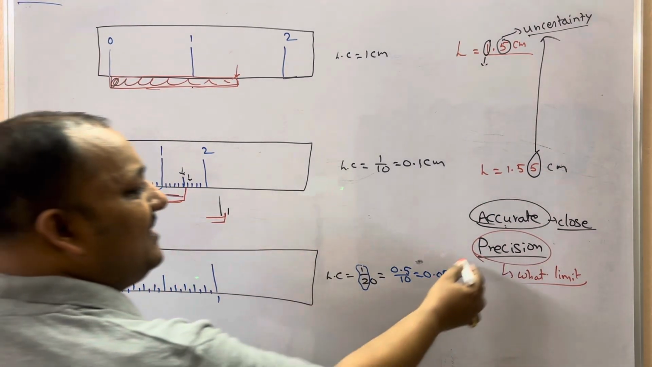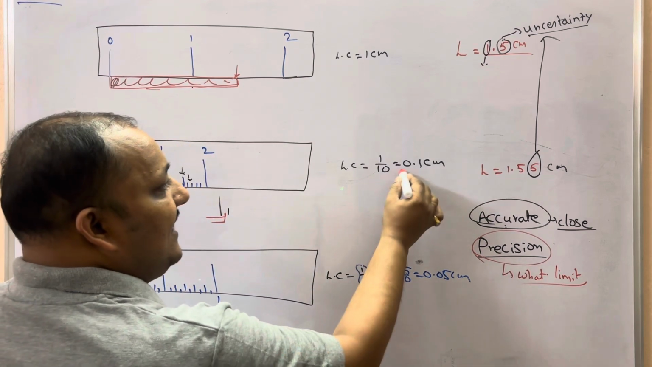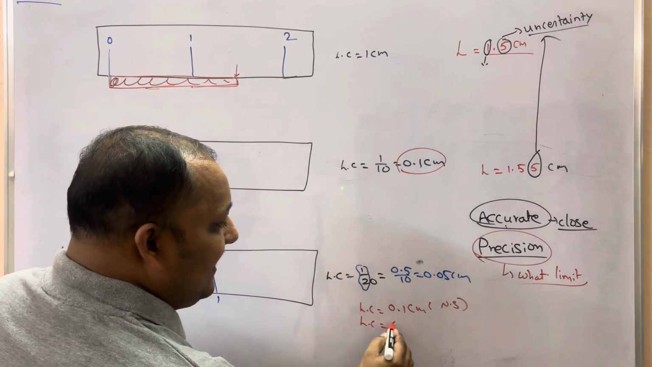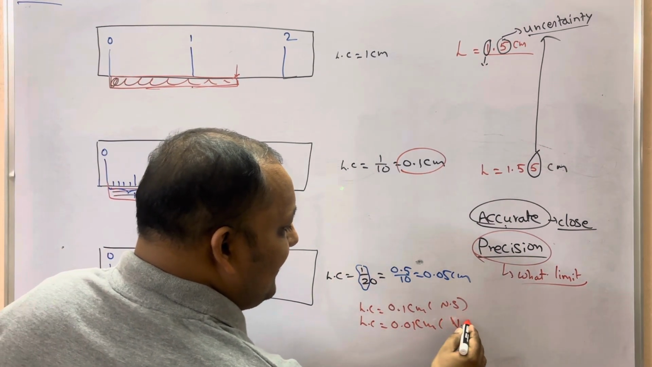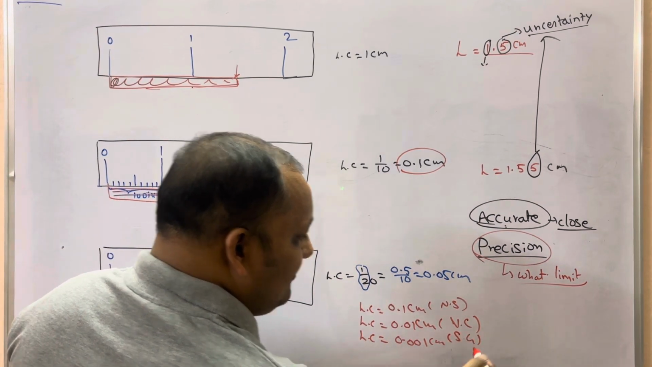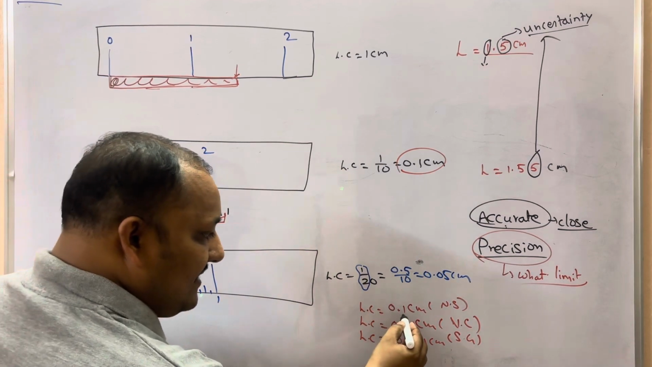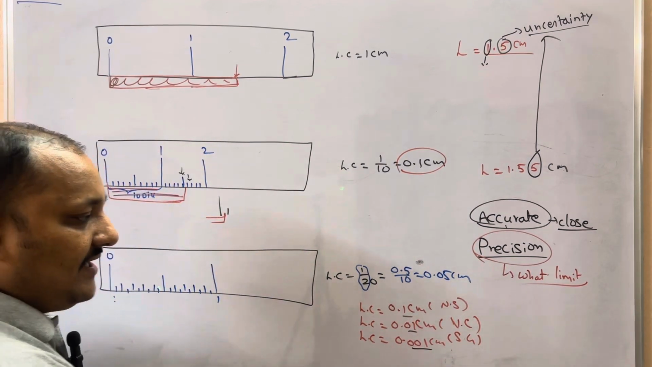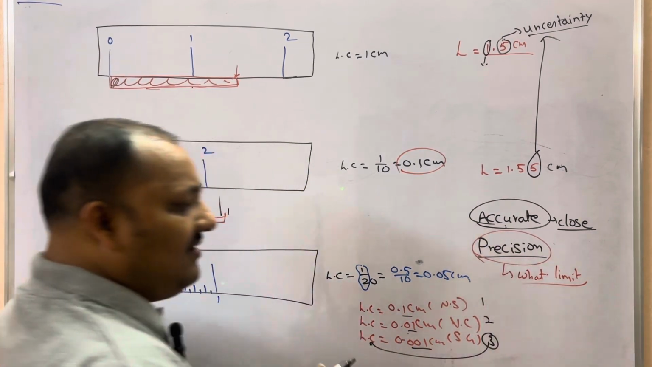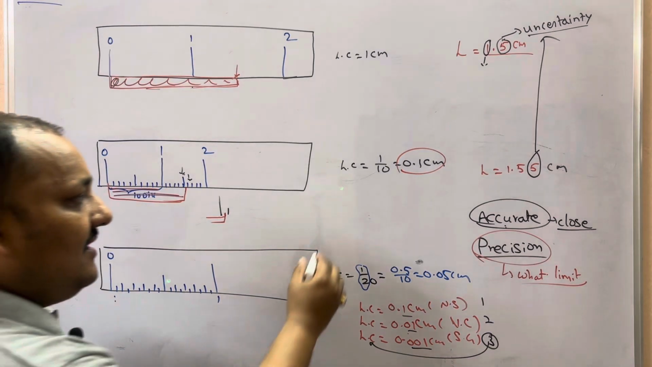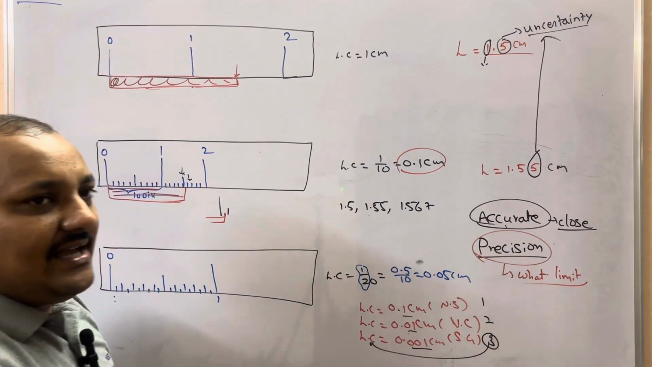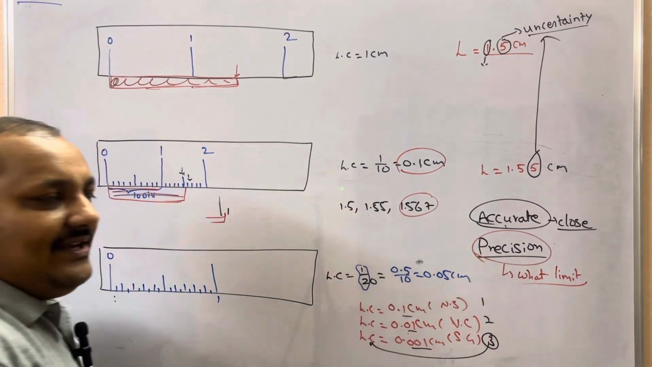How do you define precision? Very simple. Least count of a normal scale is 0.1 centimeter. Least count of vernier calipers is 0.01 centimeters. Least count of screw gauge is 0.001 centimeters. Now which has the most precise value? After 0, see how many decimal places there are. In this only one decimal place, in this 2, in this 3. Therefore the most precise value is the one having the most decimal places. Let us assume 1.5, 1.55, 1.567. The most precise value is 1.567.